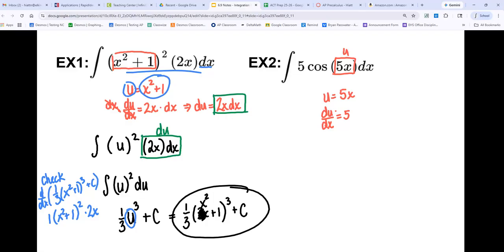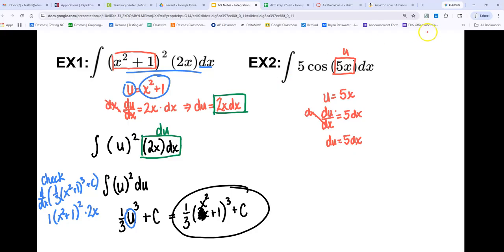Now, a lot of times I like to skip this step because every single time you're going to multiply both of these sides by dx so that you just have a du. So a lot of times I don't write that middle step. I skip all the way to du equals 5 dx. I go ahead and multiply that dx over there. So I know my 5x is the u. I need a 5 dx.